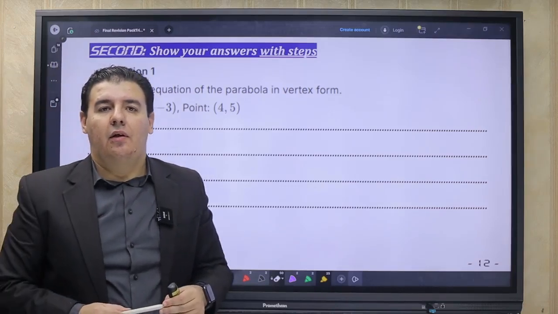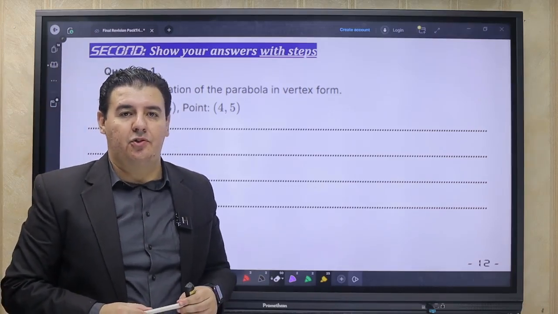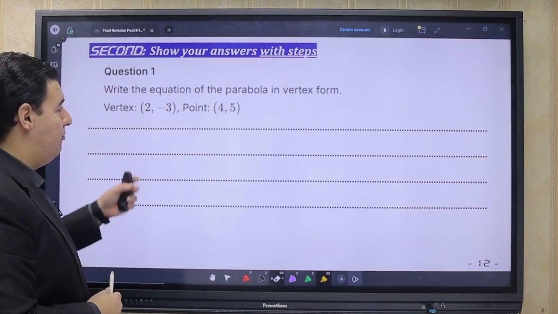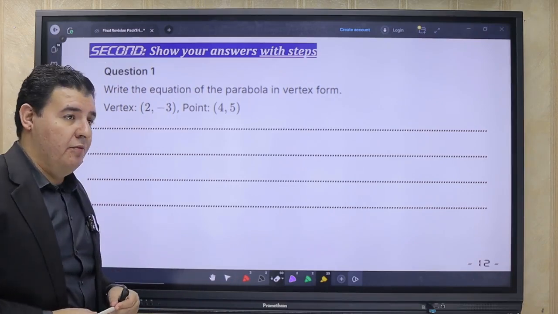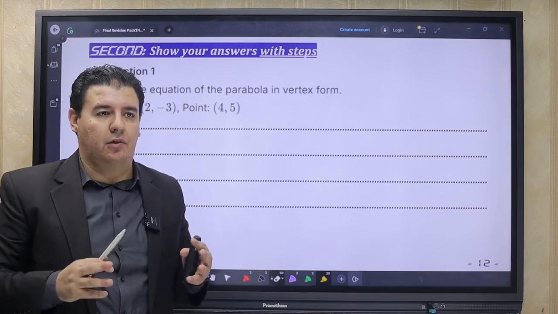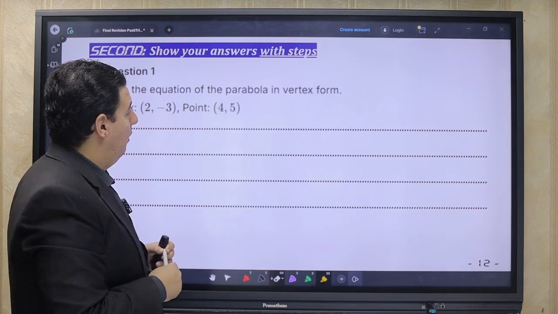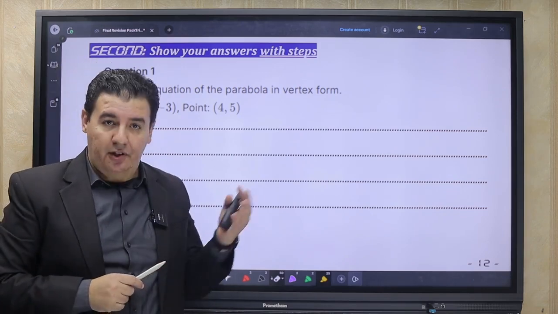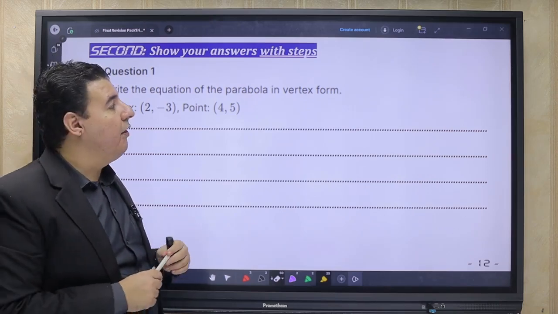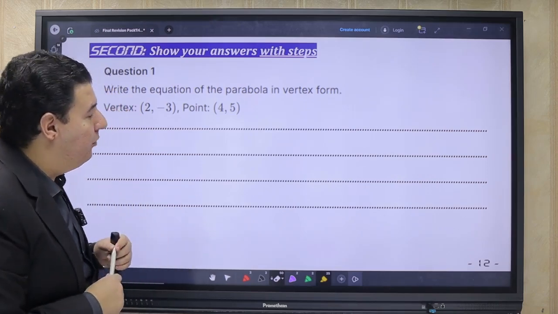Okay, part 3 for the revision, which shows your answer with the steps for these questions. It's a very important part because in these questions we have 5 marks or 6 marks for each question. It's very important. Let me start first.